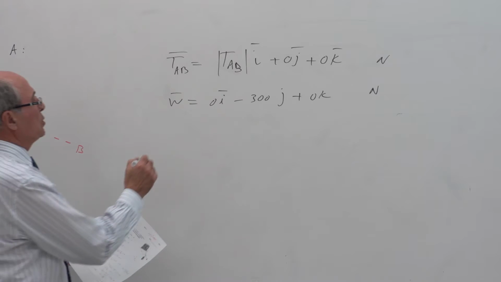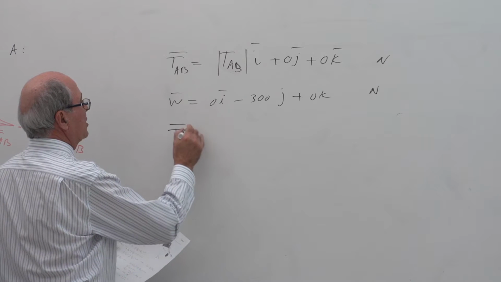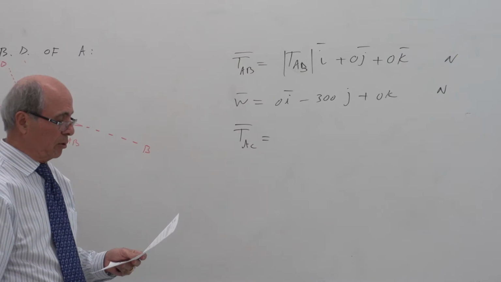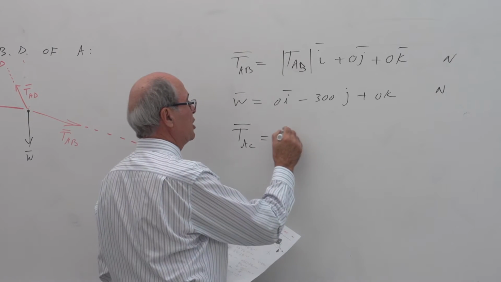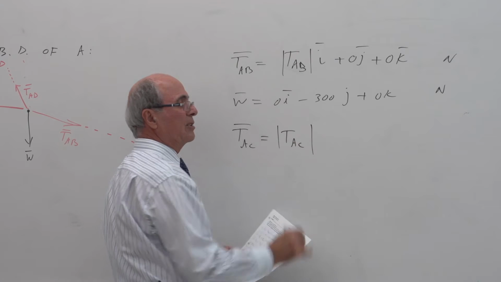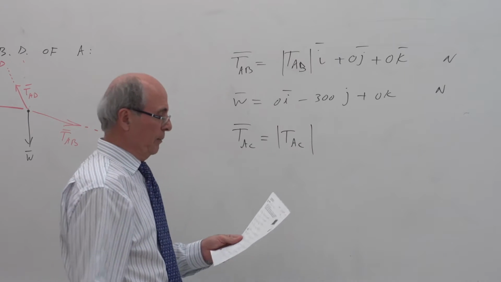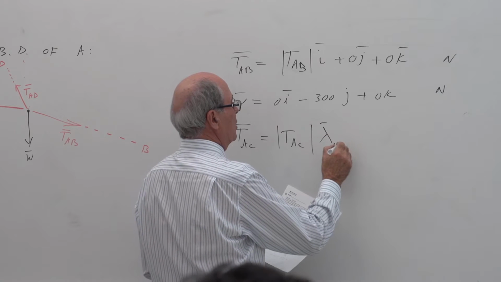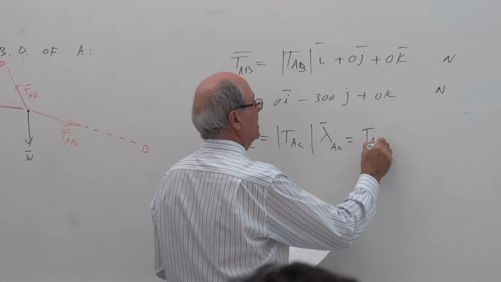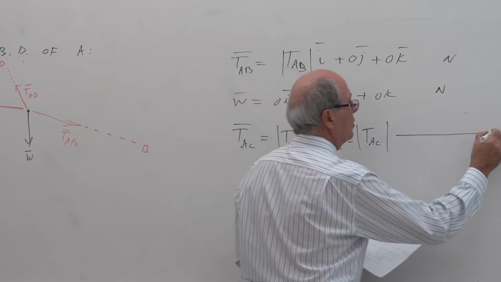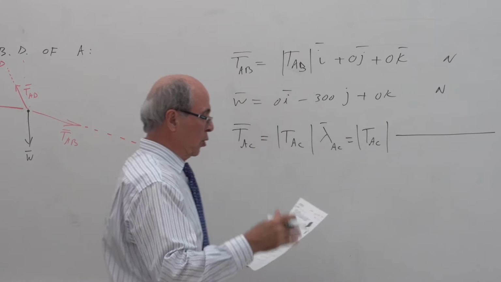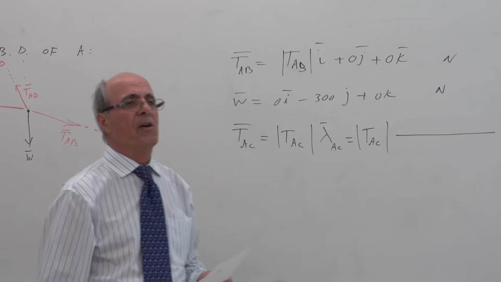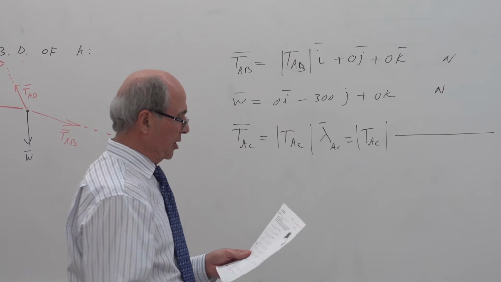And then come to TAC. Now, some of you are still writing 2, 3, 4, 5, 9. I said it's not required. TAC is equal to its magnitude times the lambda. Is that correct or not? You can write it in one line, two lines, or lambda AC, or equal to TAC magnitude, which is not given, multiplied by coordinate of C minus coordinate of A, which many of you did correctly.